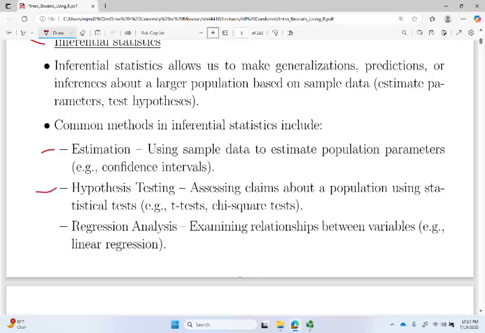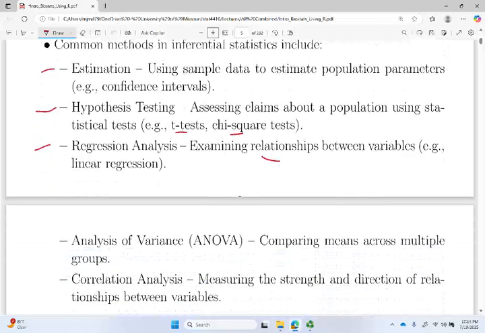Hypothesis tests. That's where we're making specific claims about the population parameter, and then we can do hypothesis tests. Some common ones are t-tests and chi-square tests. Another inferential statistic is regression analysis, and that's where we take a set of variables to try to get a better estimate of some unknown quantity. So it's really examining the relationships between several variables.